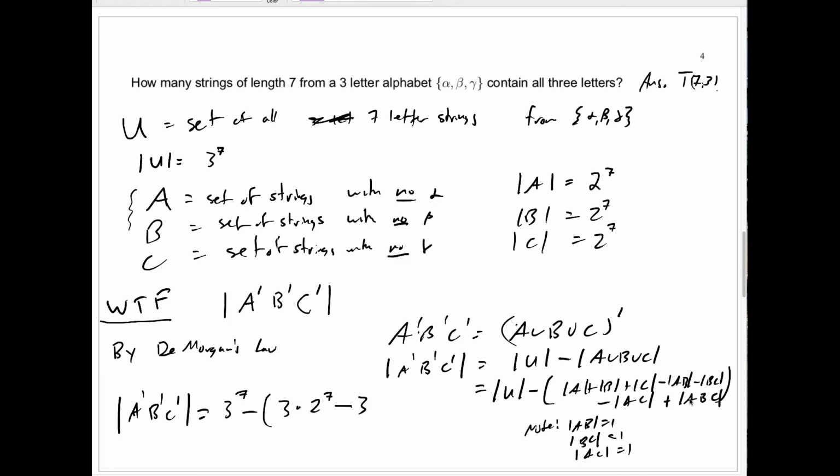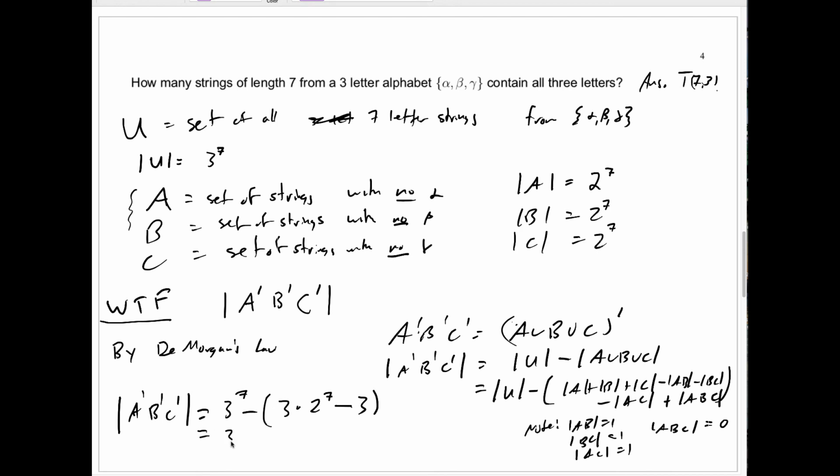And then we have to put back in the size of ABC. Well, what's the size of ABC? How many 7-letter strings have no alpha, no beta, and no gamma? It's in all of those. Of course, there are none. You can't have a 7-letter string from that alphabet with no alpha, no beta, and no gamma. So this is really all we have for our computation.